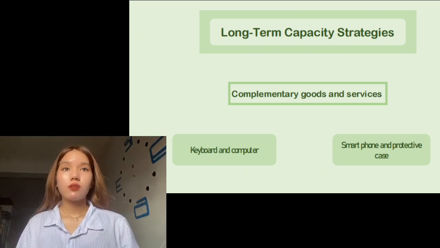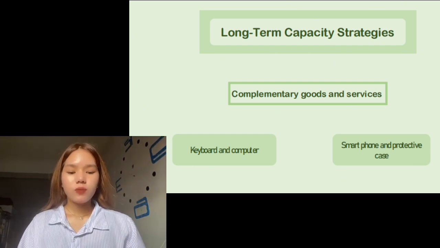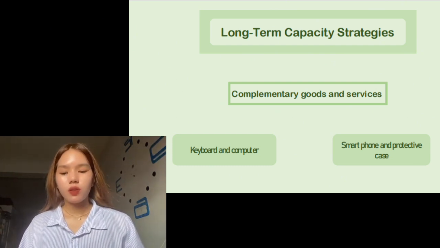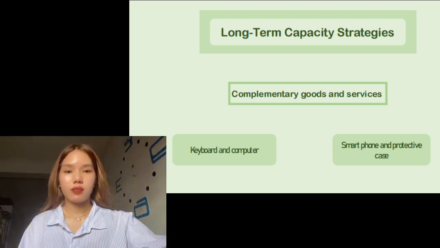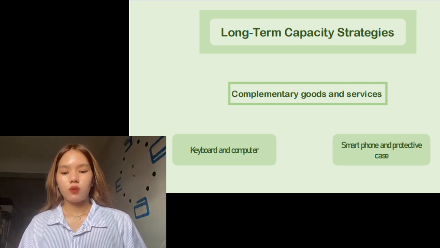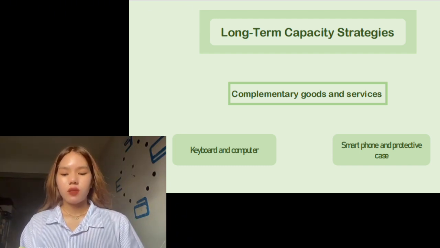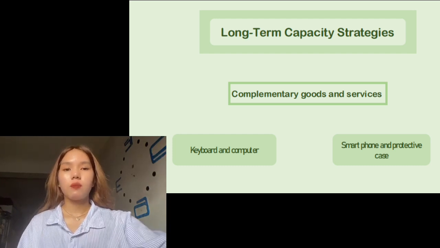So now let's talk about complementary goods and services. An object used in combination with another product or service is an example of complementary goods and services. Usually, when consumed alone, the complementary good has little or no value. Still, when paired with another good or service, it adds to the overall value of the bundle. For examples, keyboard and computer, milk and cookies, and many more.